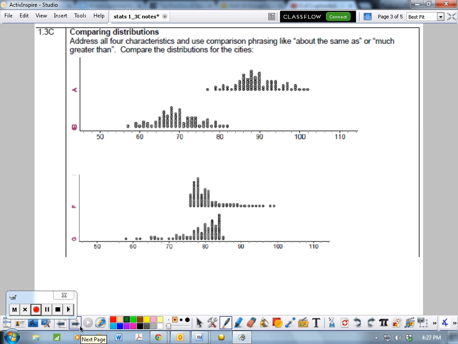Okay, so now we're going to look at comparing distributions, and we're going to address all the characteristics. So we've got some dot plots, looking at the different types of problems that you'll see. Again, using comparison phrasings: about the same, much greater than, very similar. If I look at these two distributions, A and B, that looks pretty symmetrical. In fact, they almost look like they're about the same distribution. So we could say they're both similar, or they're both symmetrical.